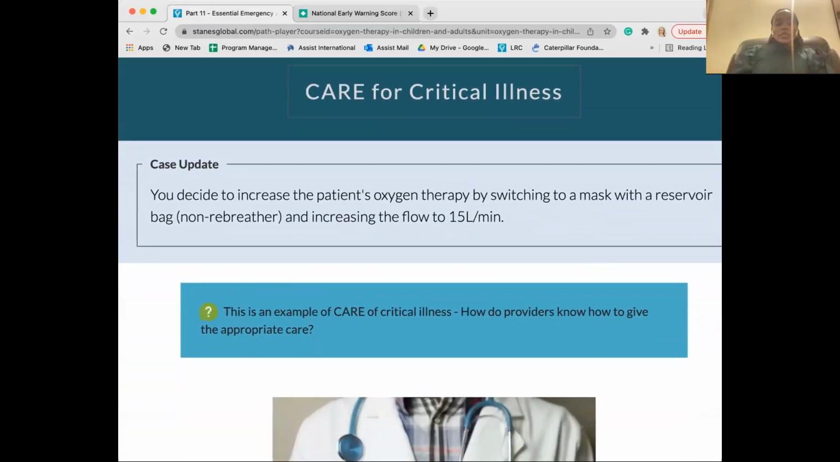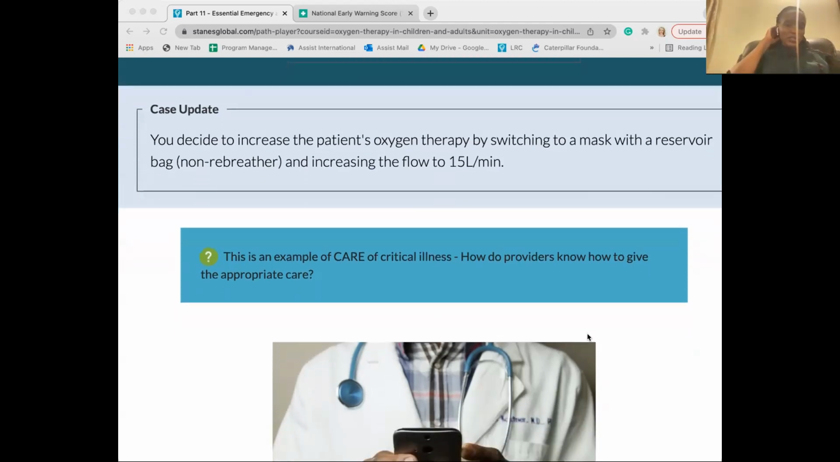So, care for critical illness. You decide to increase the patient's oxygen therapy by switching to a mask with a bag, a non-rebreather, and increase to 15 liters per minute. Remember, this patient was saturating at 86% and was on 3 liters of oxygen. So once you increase the amount of oxygen and you've changed the delivery device, you'd expect at least some improvement. So you can continue. This is an example of care of critical illness.